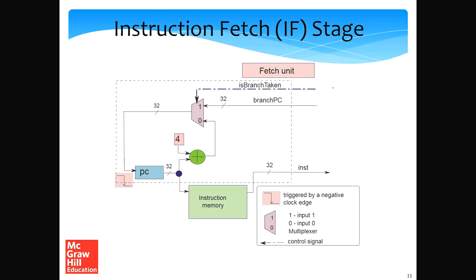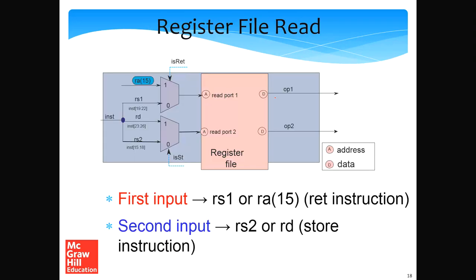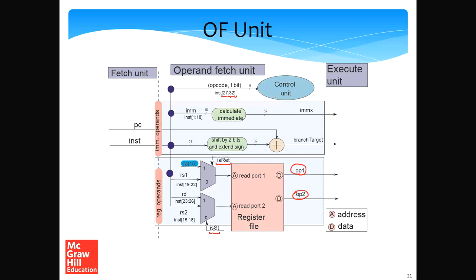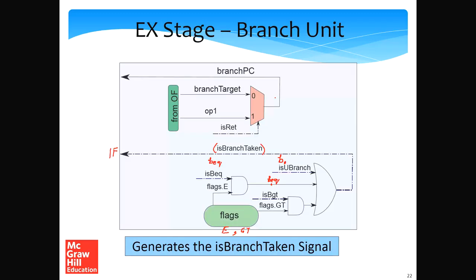In the IF stage, if you see, this is the branch taken signal, which is essentially coming from the EX stage, and is being used to set the value of this multiplexer. So either we choose PC plus 4 or we choose the branch PC. So let's go back. In this case, what we see is that isBranchTaken will be set if BEQ or BGT conditions are true, or if it's an unconditional branch.